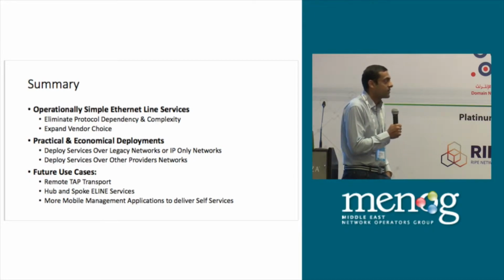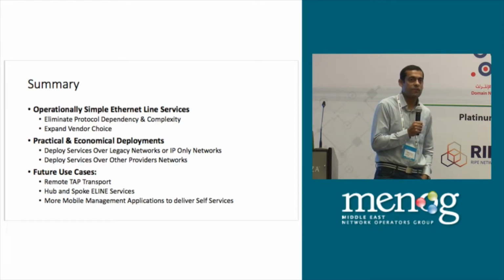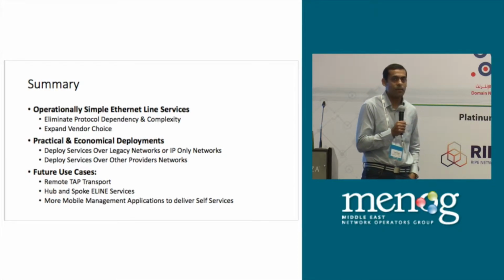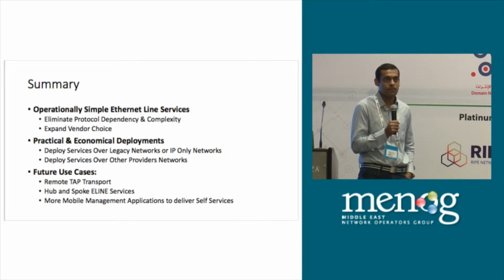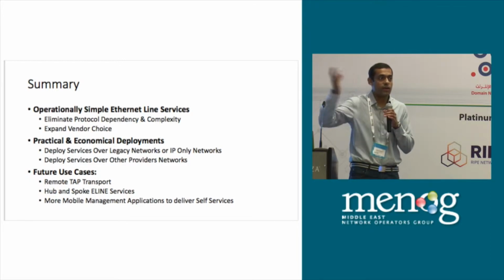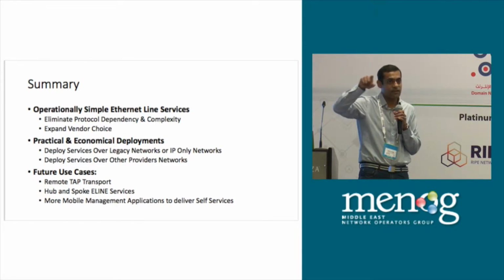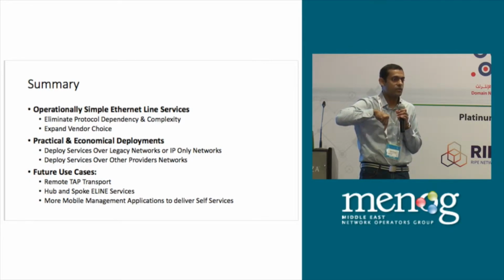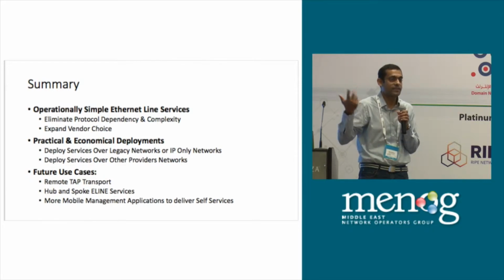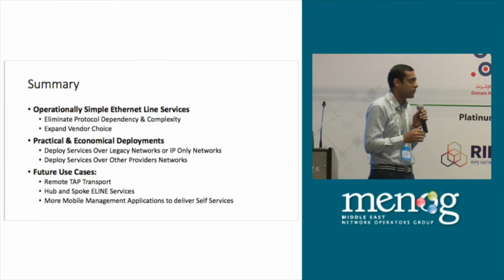Future use case: remote tap transport. If you need a tap for any purpose at a remote end, you don't have to do anything. You just create a VXLAN with a span port and bring it back over a layer 2 channel. So it works fine. We have tested it in the lab if you want more information on that.